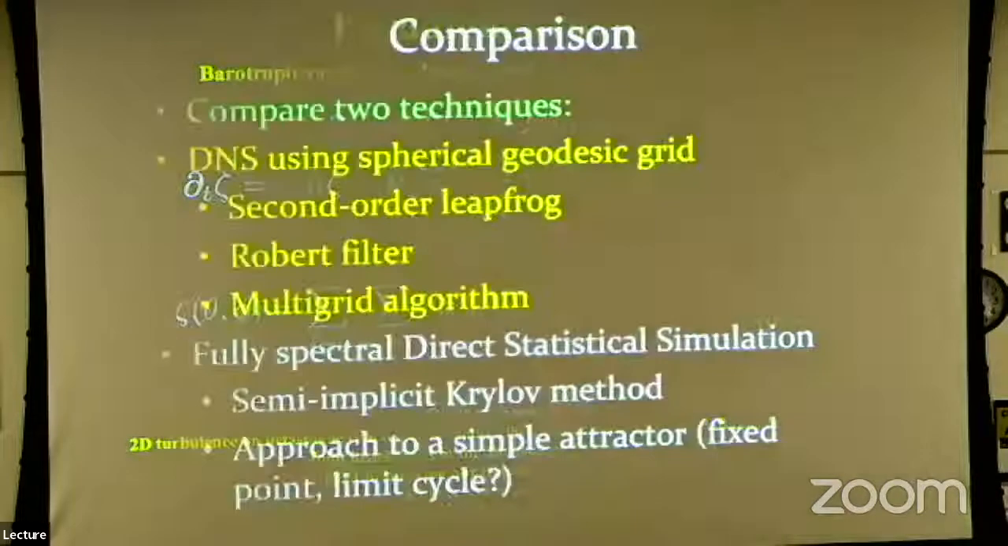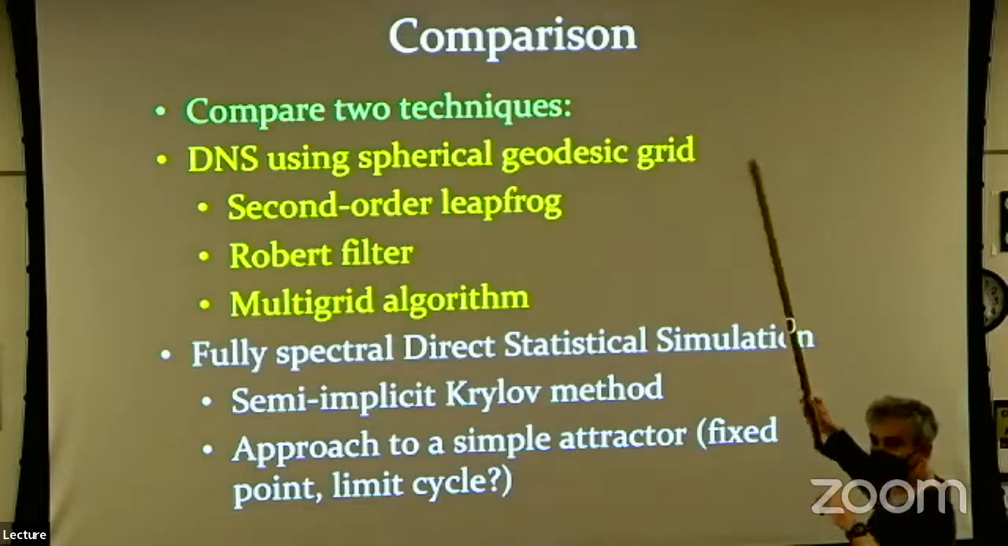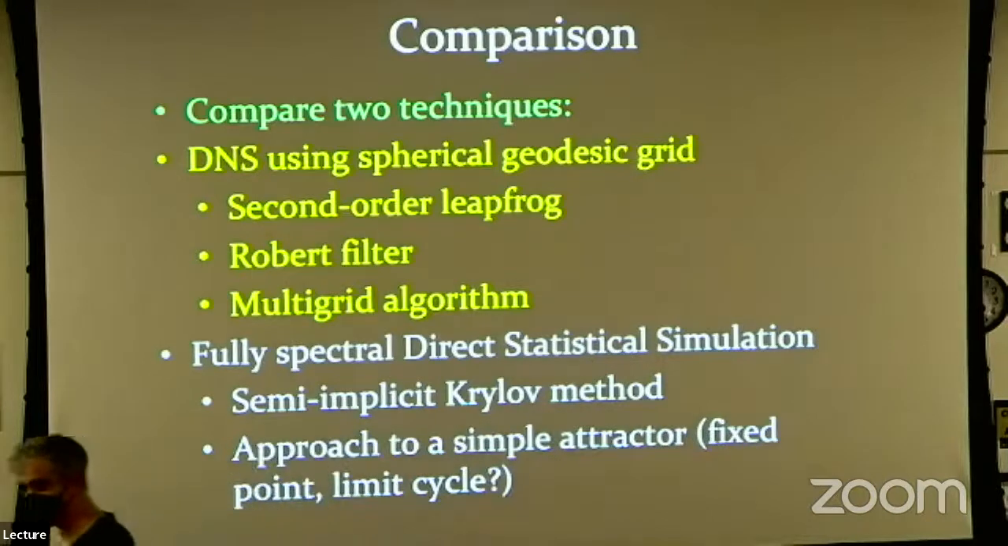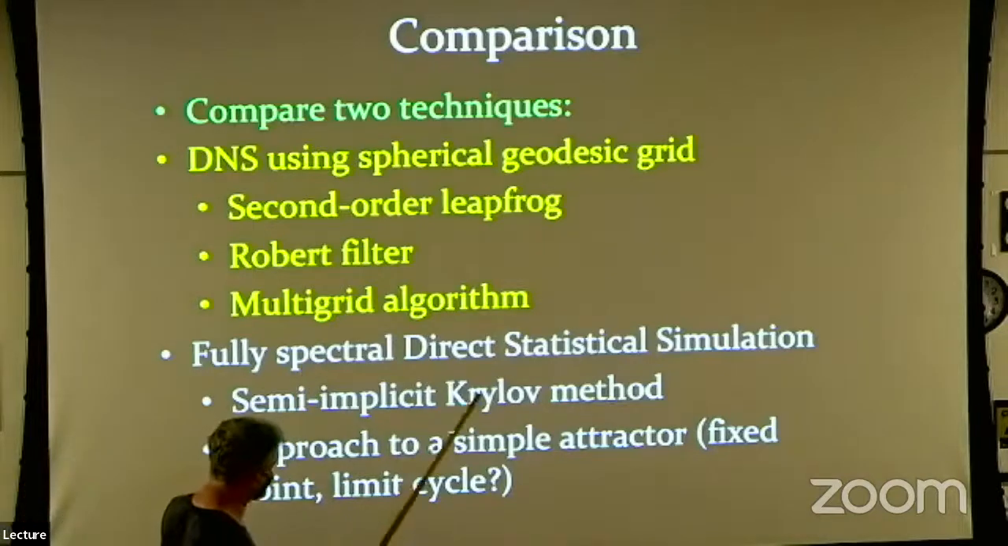And I'm going to compare two techniques, one of which is using just DNS. I'm going to call DNS the truth. I'm one of those people who doesn't really believe DNS is the truth, but let's call it the truth for the minute. And then I'm going to compare it with a fully spectral direct statistical simulation where instead of solving for the large and small scales together, we're just going to solve for the mean and the 2-point correlation function.